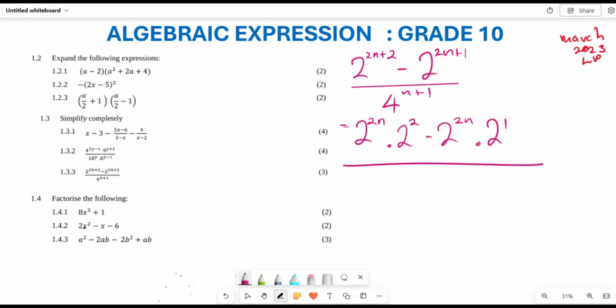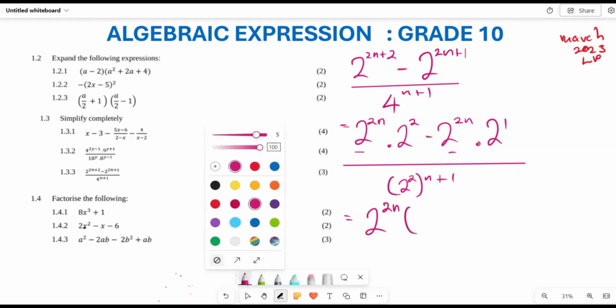What is it then that I'm having here in my denominator? Now, what is 4? This is 2 squared, in brackets, to the power of n, which is going to be the same as n plus 1. And what am I going to have in my numerator? Can you see that I have 2 to the power of 2n and 2 to the power of 2n, which is a common factor between these two? So I'm going to take my 2 to the power of 2n, and what am I going to be left with?